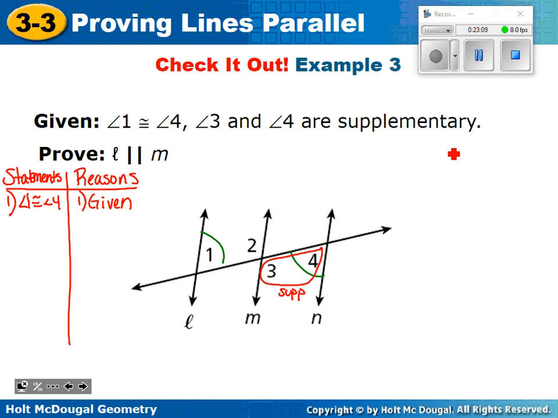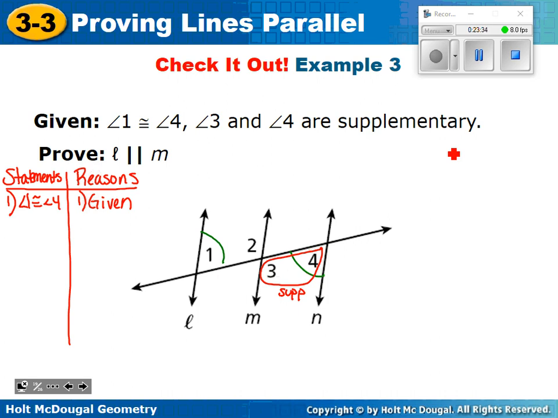Okay, same side interior. So what do we need to be true about 1 and 2? Actually, it doesn't say if they add to be 180. What does it say? Very good. So we will need to get that they add to be 180 so that we can say they're supplementary. So if we can get 1 and 2 are supplementary, do you guys agree that that would make L parallel to M? Okay, so ultimately that's our goal.